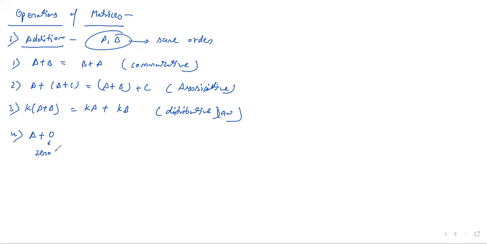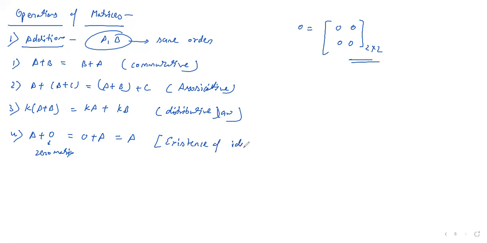And A plus 0, where 0 is my zero matrix. Here by 0 we mean the zero matrix. A zero matrix is basically one where all the elements of the matrix are 0. This is a zero matrix of 2 cross 2. A plus 0 is equal to 0 plus A, and that will be equal to A. That signifies the existence of identity, where 0 is my zero matrix, or you can say null matrix.